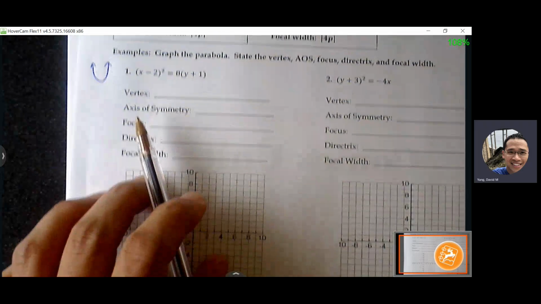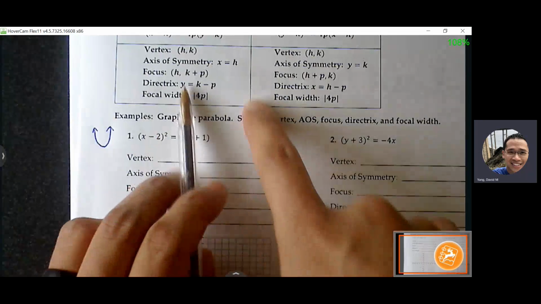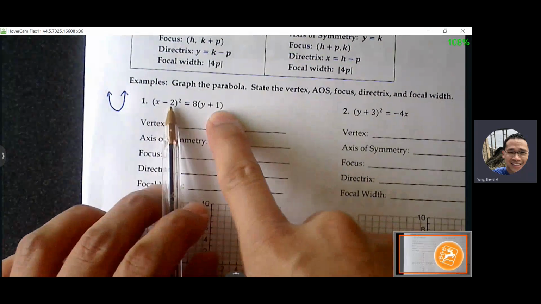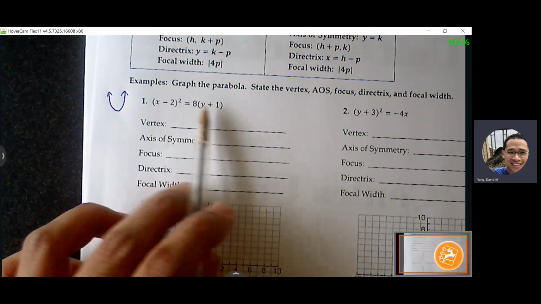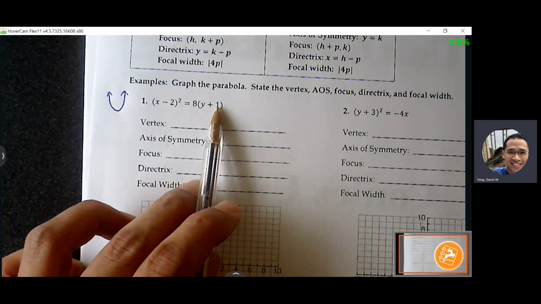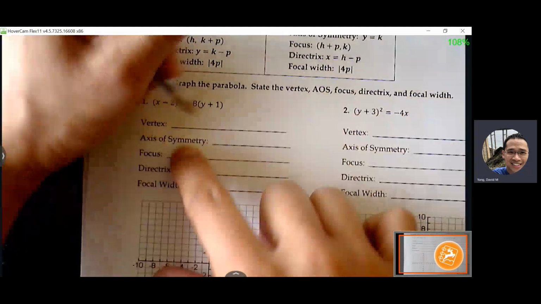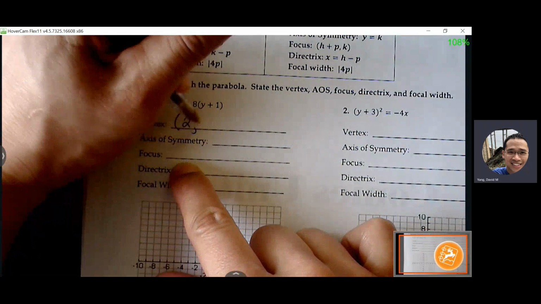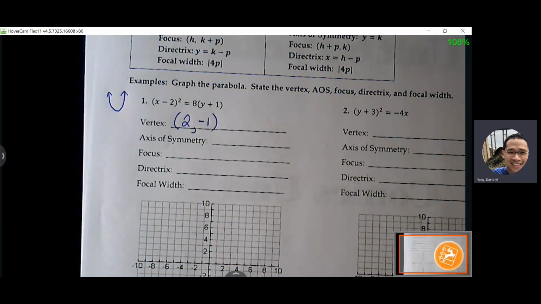Okay. Now, your vertex is going to be your HK. And your HK is going to follow along what's inside the parentheses next to your X and Y. Whatever is next to your X, that's your X value. Whatever is next to your Y is your Y value. But the only thing is we have to change the what? The signs. Yeah. So your ordered pair for your vertex is 2, negative 1. Your H is always next to the X. Your K is always next to the Y.